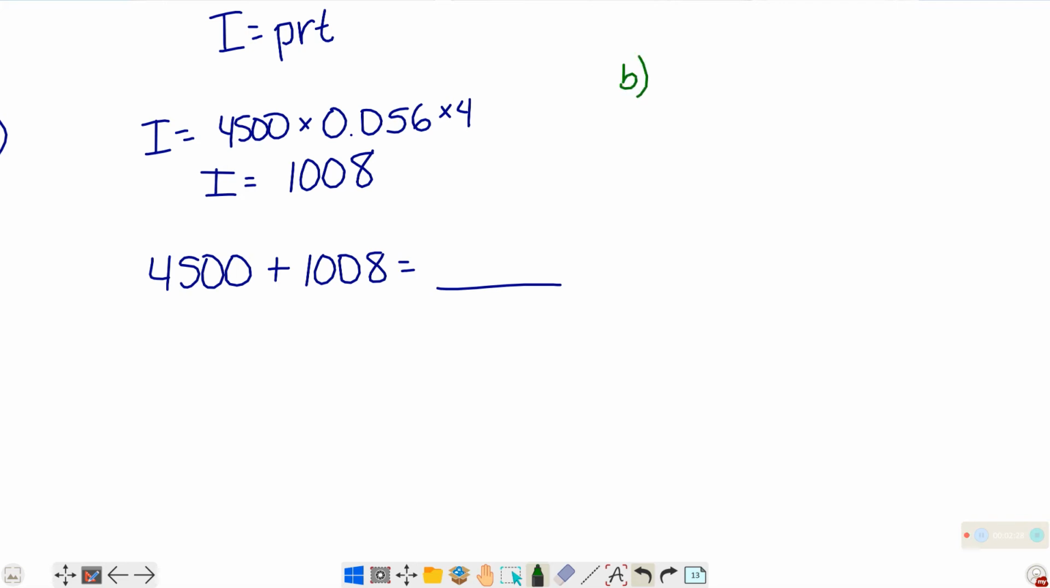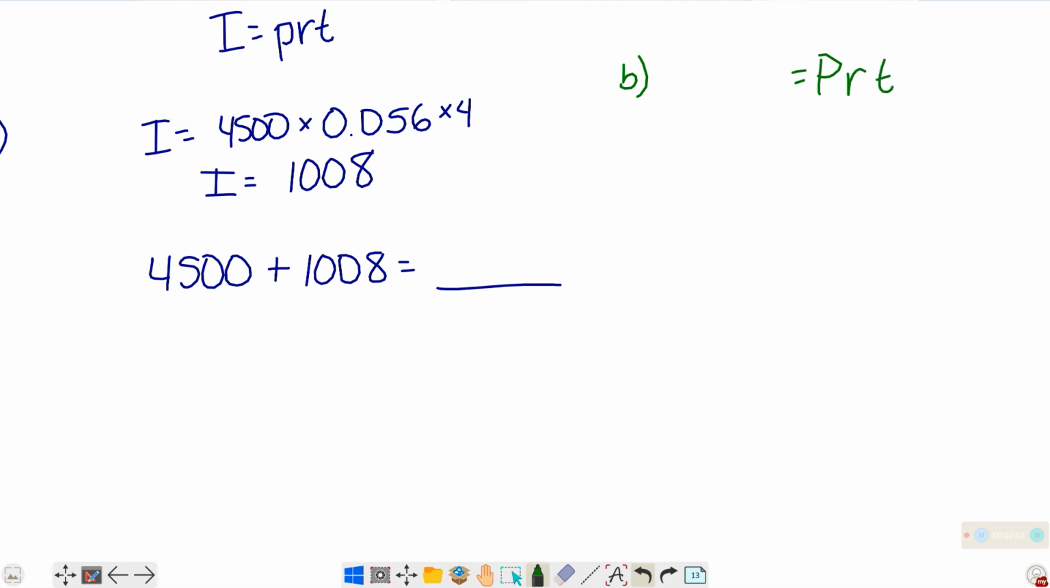B. Write an equation for the total cost to repay a loan of P dollars, so that's the principal. R is the rate of interest, and T is the time.